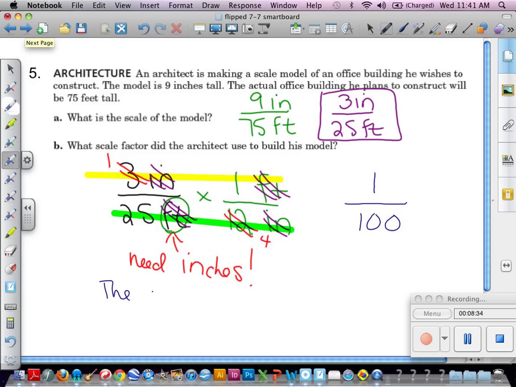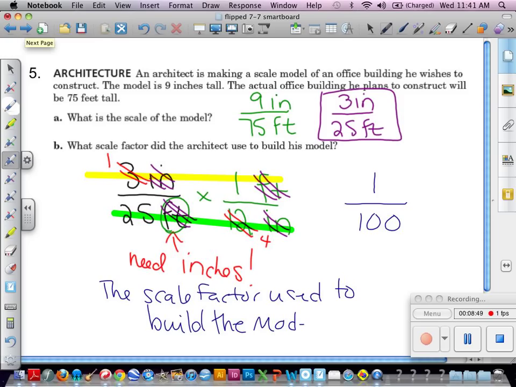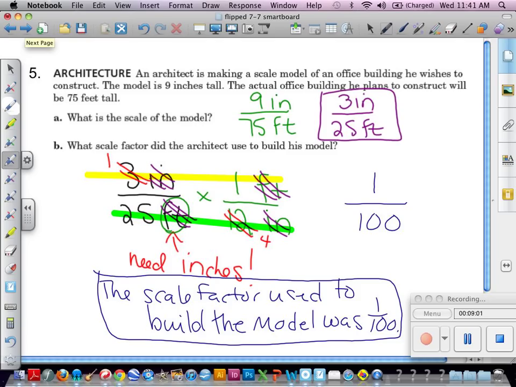The scale factor used to build the model was 1/100. And again, students, please don't just write 1/100, but please write a sentence, communicate what that means. The reader should not have to go, okay, 1/100, what does that mean? So let's start making sure that we're writing those sentences out. I'll be looking for that in your homework assignment.